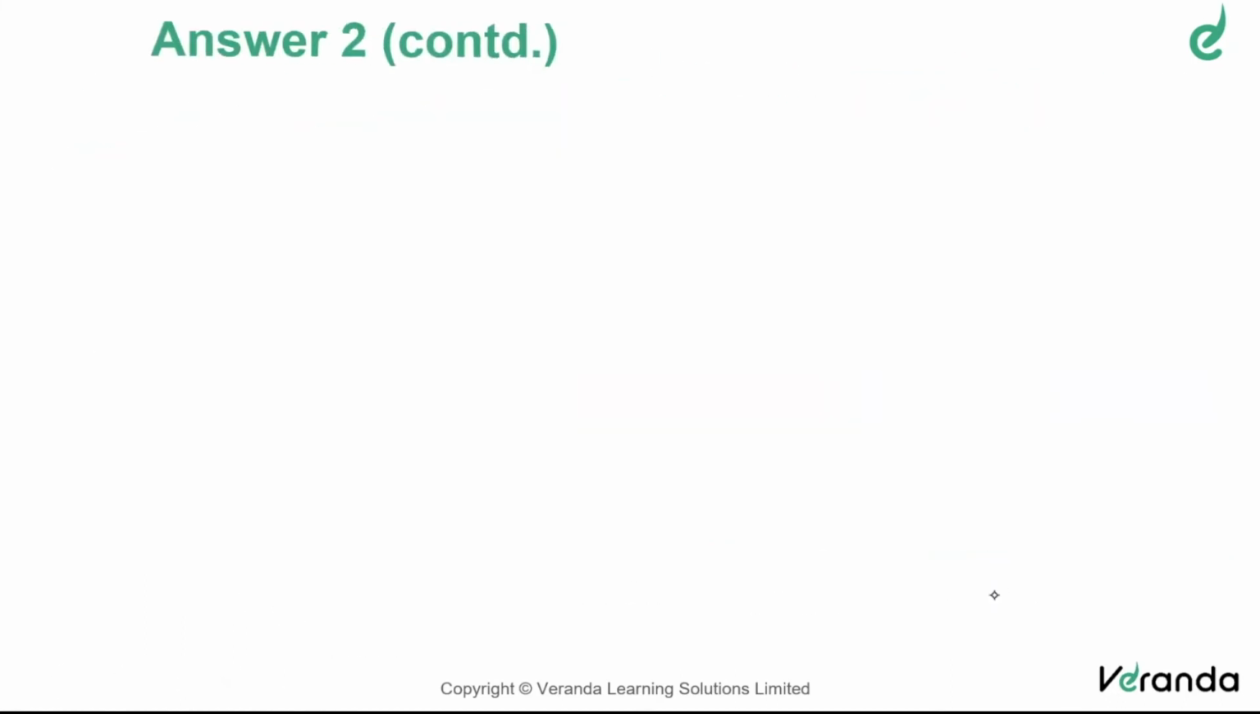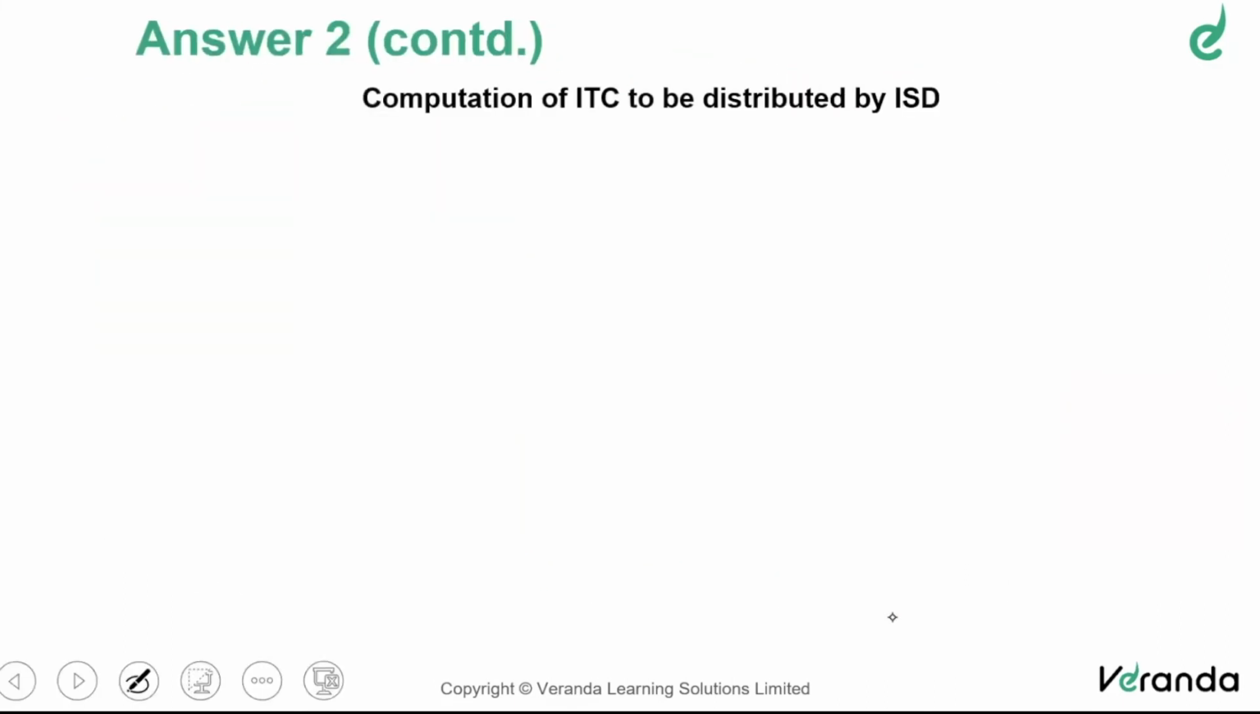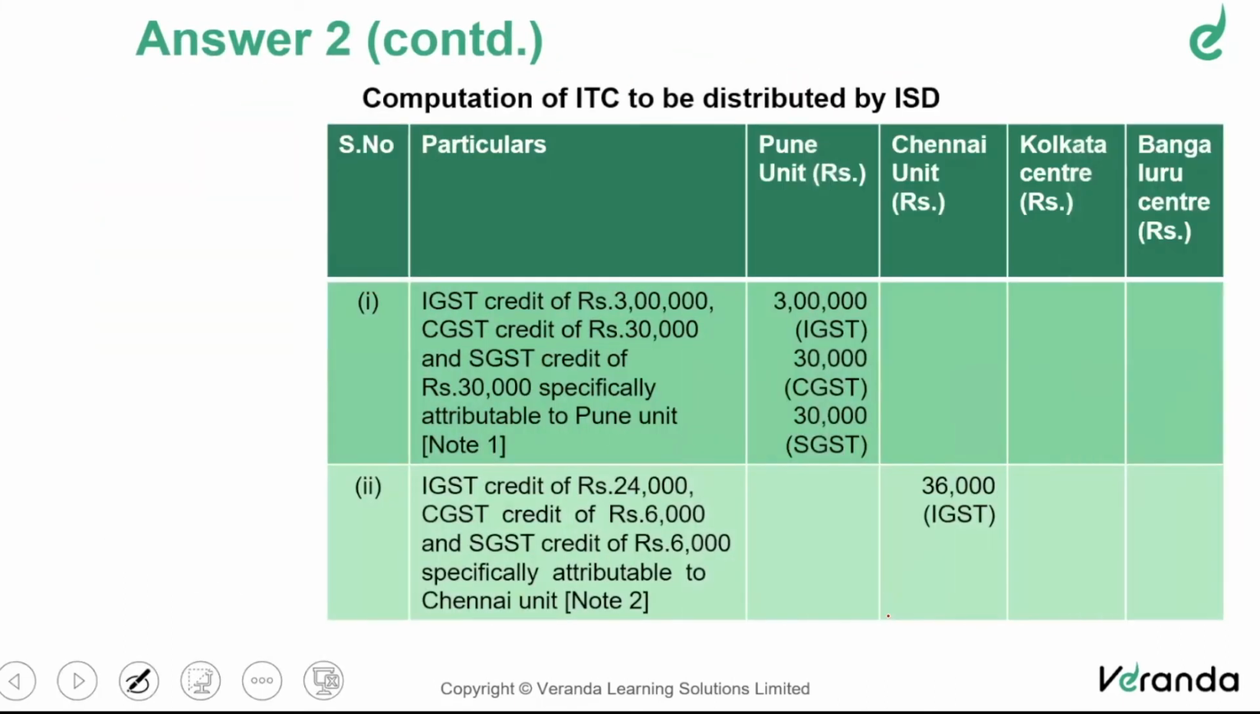Chennai manufactures exempt product. Does it make a difference? It does not. The recipient unit can be unregistered. The recipient unit can be doing only exempt product. It does not make a difference. We'll have to distribute the ITC. Once the ITC is distributed, please note Chennai becomes ineligible because it is manufacturing completely exempt products. It cannot take ITC under Rule 42. That's a different rule. It cannot use the ITC. That's a different matter, but we'll have to distribute it anyway. Therefore, keeping these things in mind, we have to calculate the distribution.